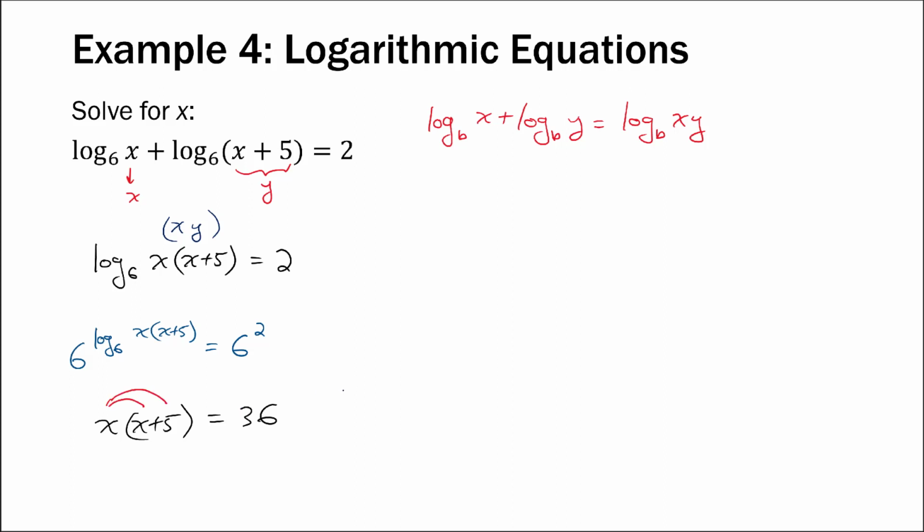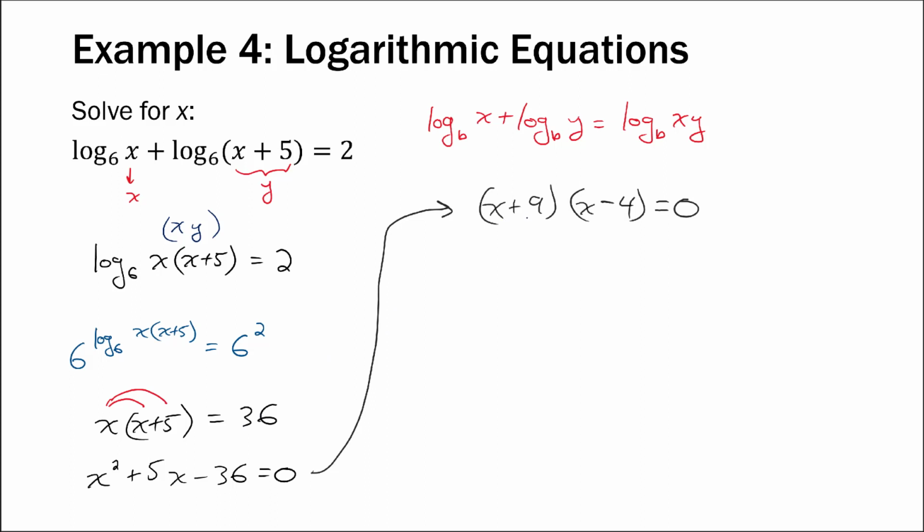Then I can distribute my x here, and I get x squared plus 5x. And then I subtract 36 from each side. So now I've got x squared plus 5x minus 36 equals 0. And from here, hopefully we know how to solve this. We're going to factor the left-hand side. So this is going to be x plus 9 times x minus 4 equals 0. And when I solve for x, I get x equals negative 9 and 4.